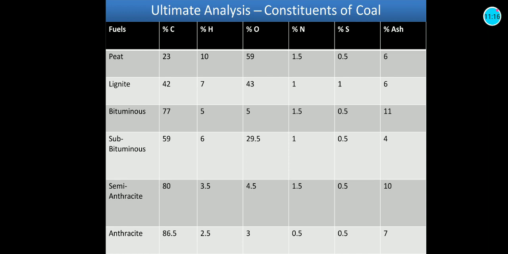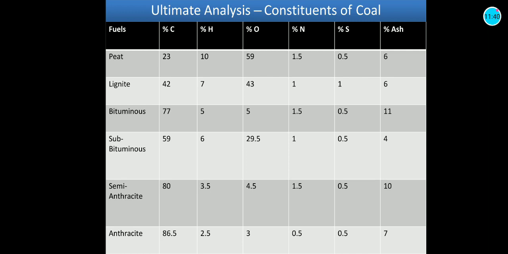Then bituminous, the percentage of carbon is 77, then percentage of hydrogen in bituminous is 5, then percentage of oxygen in bituminous is 5%, then percentage of nitrogen is 1.5, then percentage of sulfur in bituminous is 0.5, then percentage of ash content in bituminous is 11%.